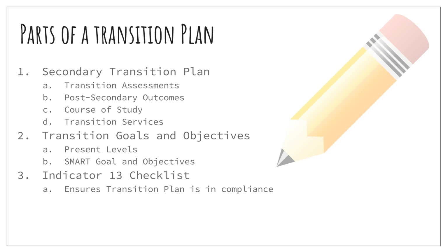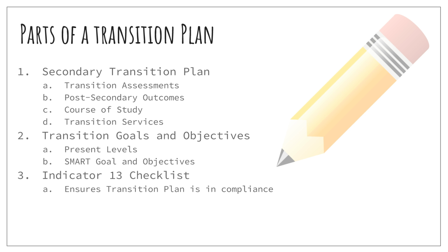Then you move on, using all the information in the secondary transition plan to formulate your transition goals and objectives. First, you write present levels based on the information you've gathered in talking with the student and in the transition assessments, and you create goals that relate to the outcomes. These goals must follow the SMART format and have at least 2 objectives each.